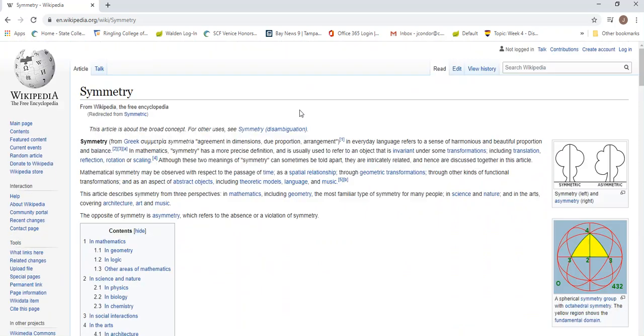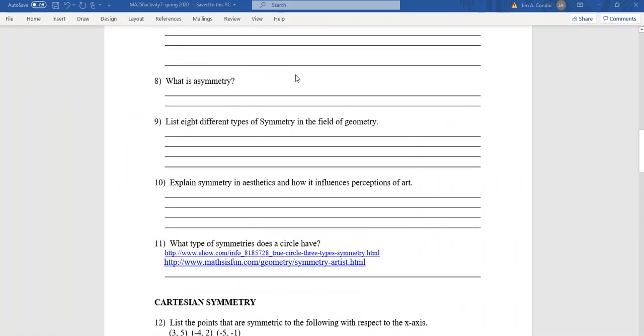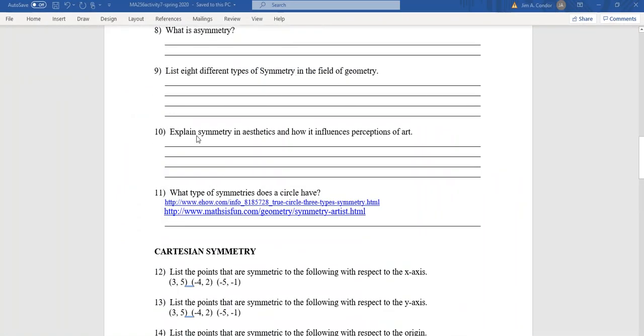Now, today we're just going to talk about some basic ones. And so explain symmetry in aesthetics and how it influences perception of art. Again, you can read in there, they talk a little bit about that, but basically it's kind of like the golden ratio. Why do people like certain proportioning systems?